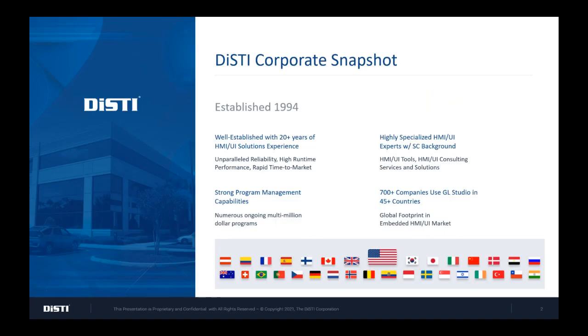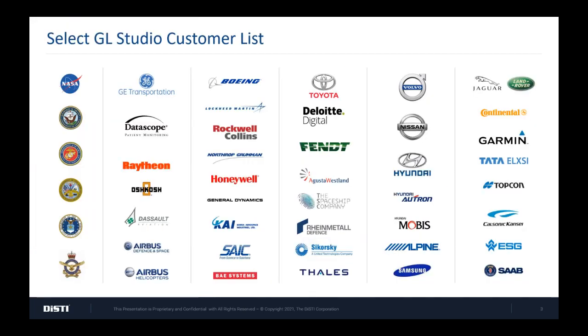So just to give a quick overview of who we are here at Disty, we've been around since 1994, and we do HMI and UI solutions with our GL Studio product. Here is a selected list of our customers. You can see that in terms of industries for HMI and UI, we stretch the gamut from everywhere from the Department of Defense to space endeavors, aerospace, automotive, including even medical, trains, and among other things.